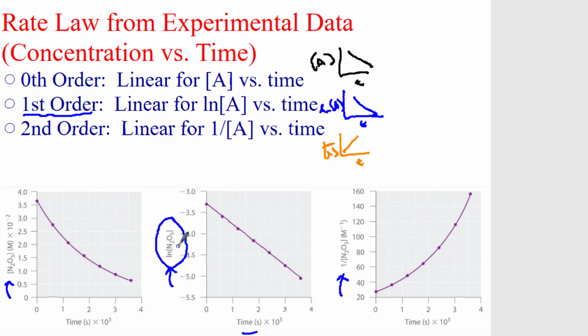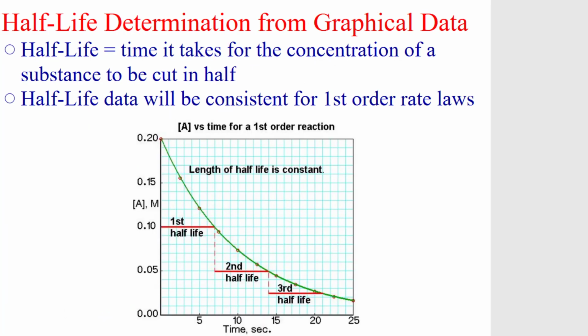Which means if it's first order with respect to the N2O5, the rate law would be rate is equal to k times [N2O5] to the first power. And so you would know it's first order. If this wasn't a linear graph, but this was a linear graph, you would know it's second order. If the first graph was a linear graph, it would be zero order. So the graph that's linear is going to tell you, is it zero, first, or second order? Okay?